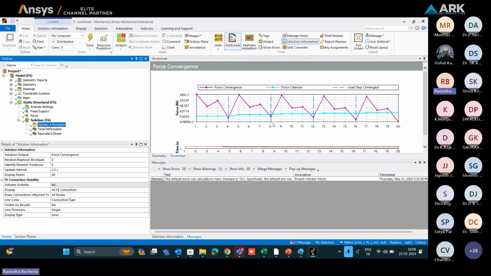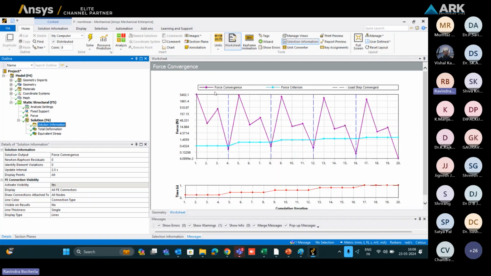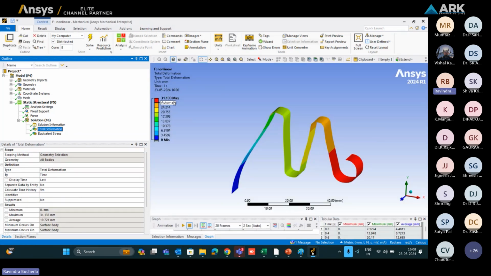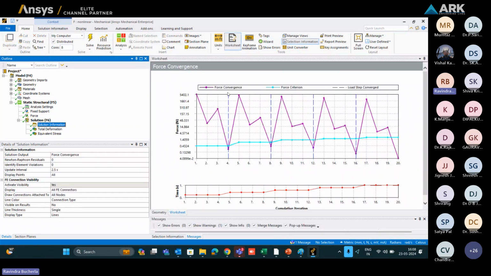Okay. So if you observe the same force criteria, and you see the results are the same, whatever result we got in the previous solution and this solution is the same. But if you observe how the solution is solved, you can observe this is 0 and this is 1.